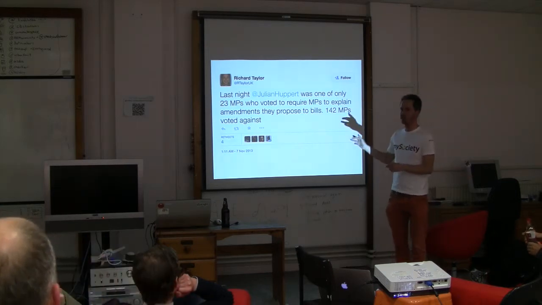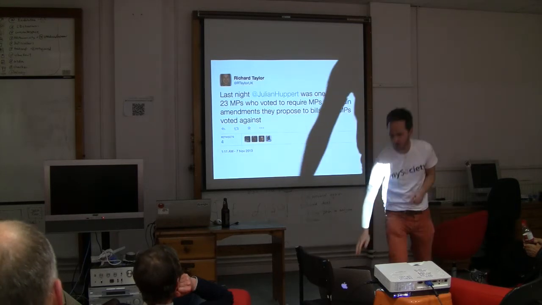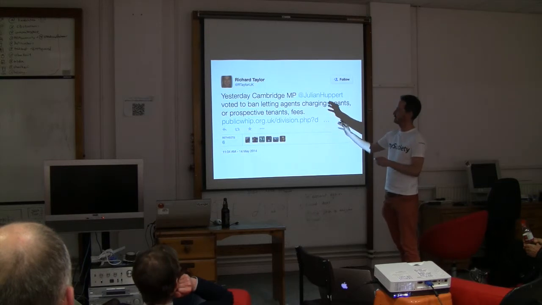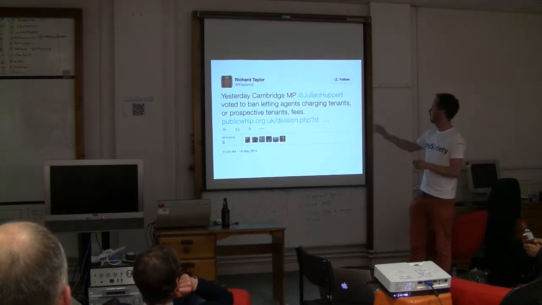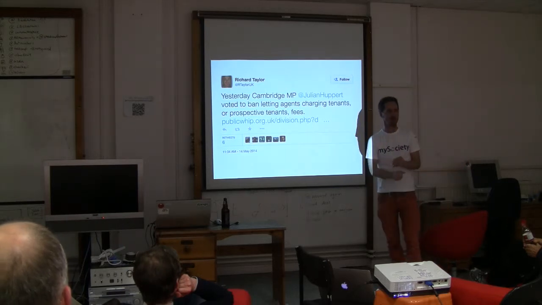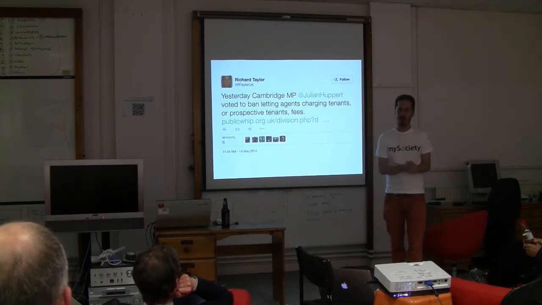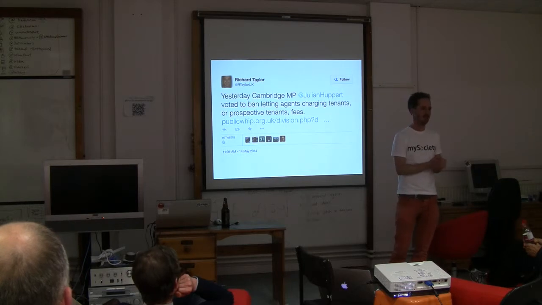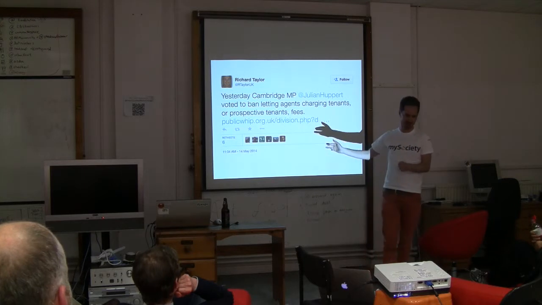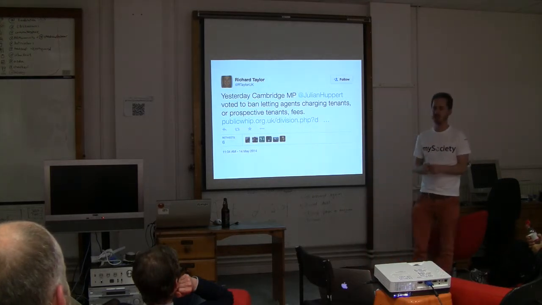So this is showing something that I do with every vote in Parliament. I tweet about it. And this is another vote where this is typically the style that I'll tweet about a vote. I'll say that my MP, Julian Huppert, has voted, in this case, to ban letting agents charging prospective tenants fees, and I'll link to the division description. So this is a way that I make my MP work for me, because it's useful to have someone checking my work. And if I see that Julian Huppert has retweeted me, I take it as some confirmation that I've got the vote the right way around and I've described it properly.